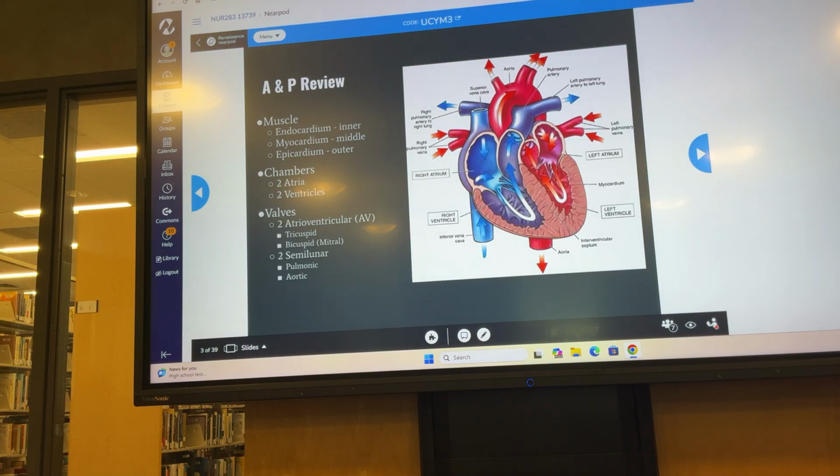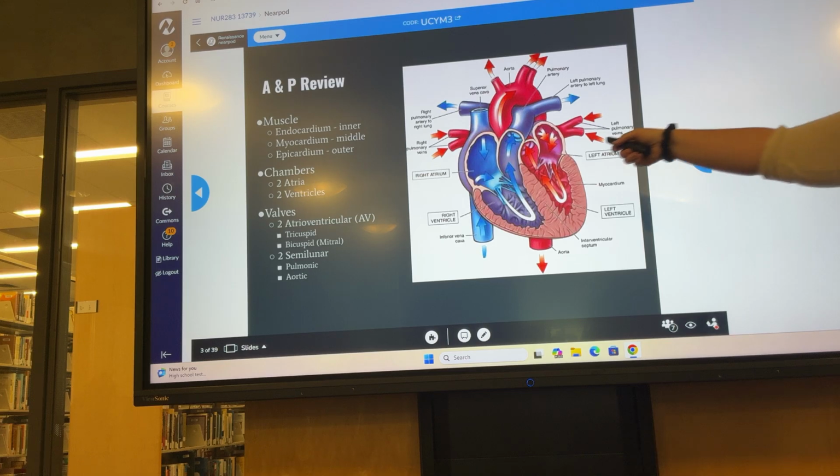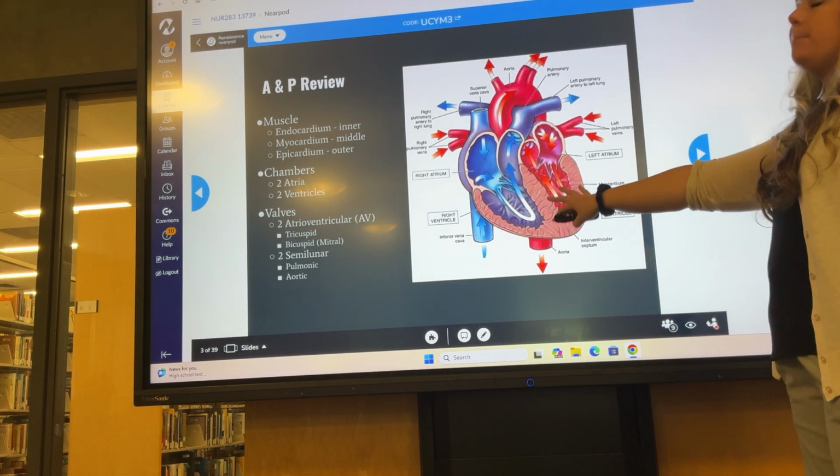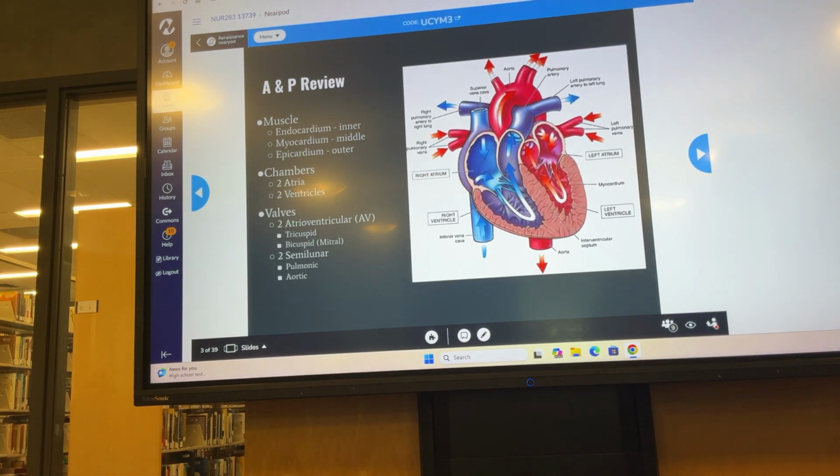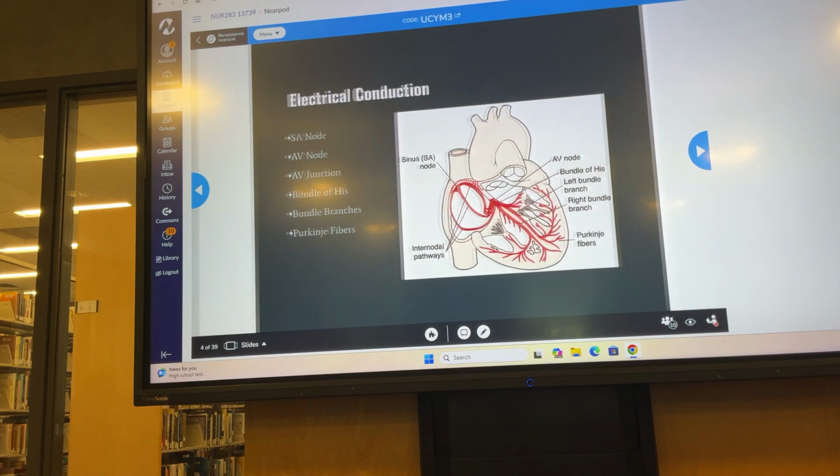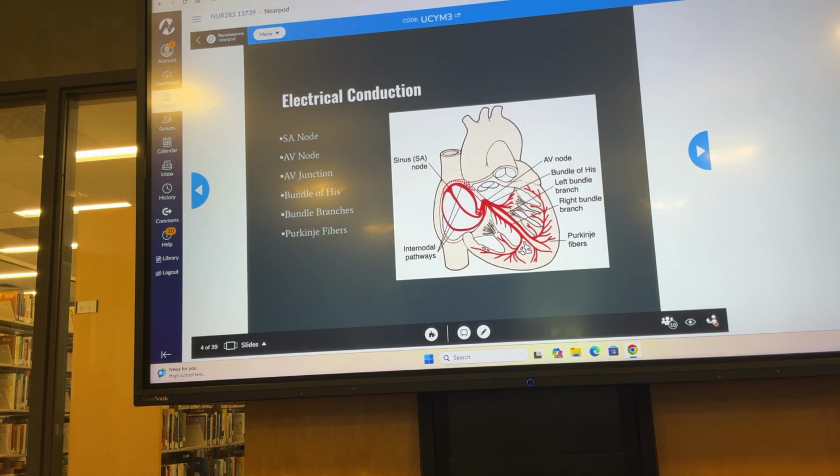Got about chambers, and then lo and behold, look at that. All the valves, okay? Quick, down and dirty. If you need to understand the flow of blood, this is great, arrows, okay? This might be a great diagram to have next to you when you're looking at the valvular disorders, okay?